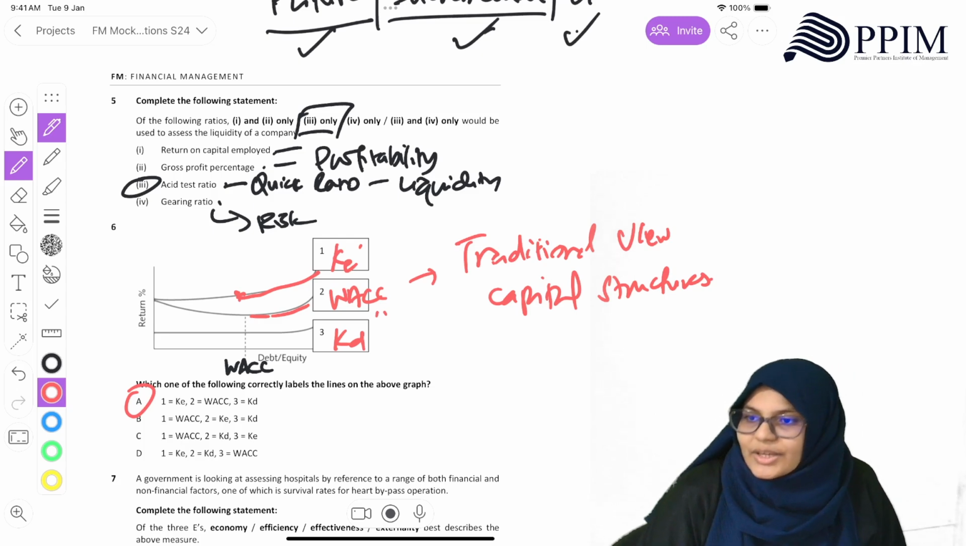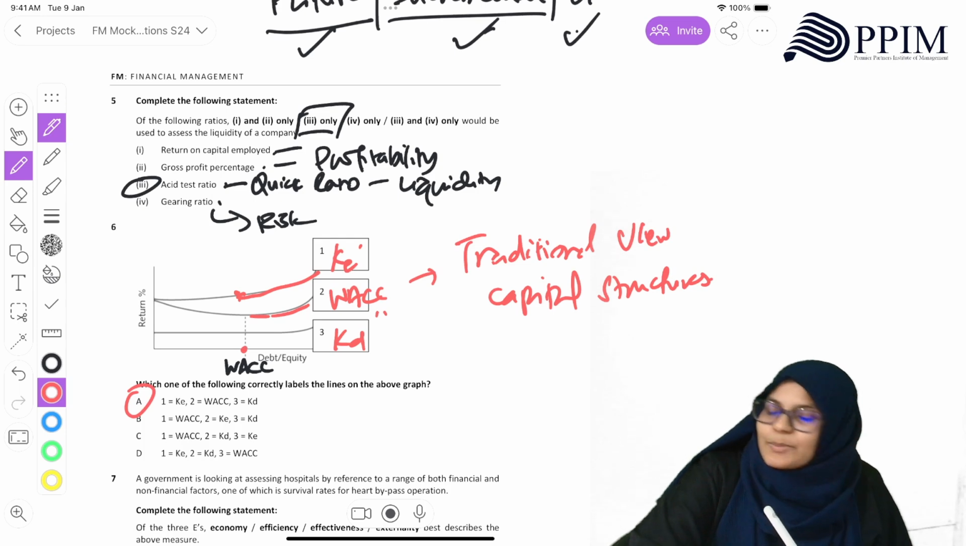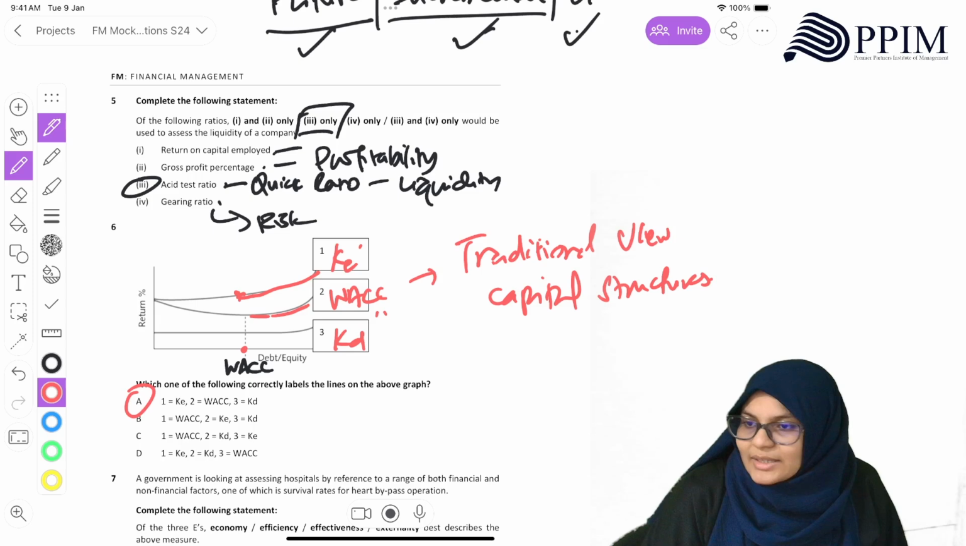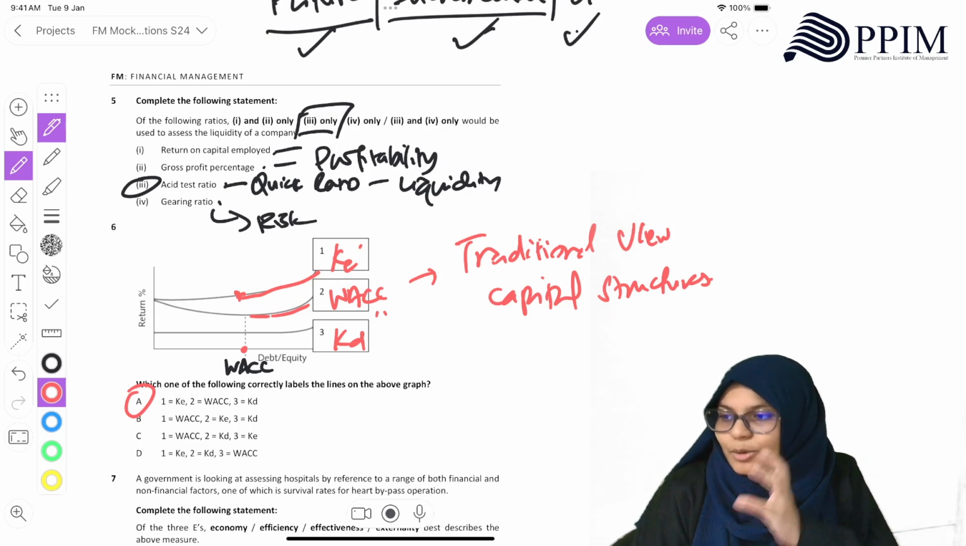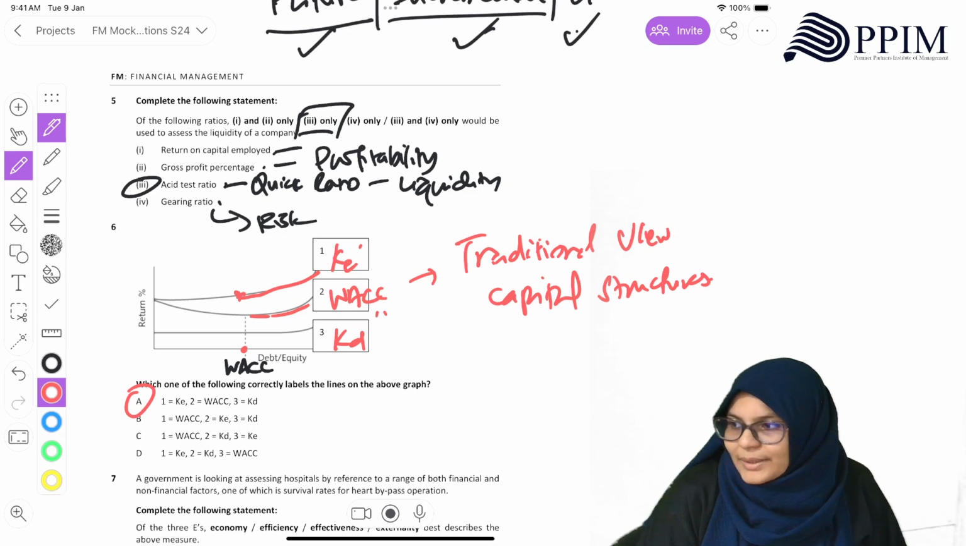Okay, so the point is, we say we have to find this optimal point because at this point only the WACC is minimized. So you have to find out what is that proportion of debt and equity where WACC is minimized and maintain that for your company.